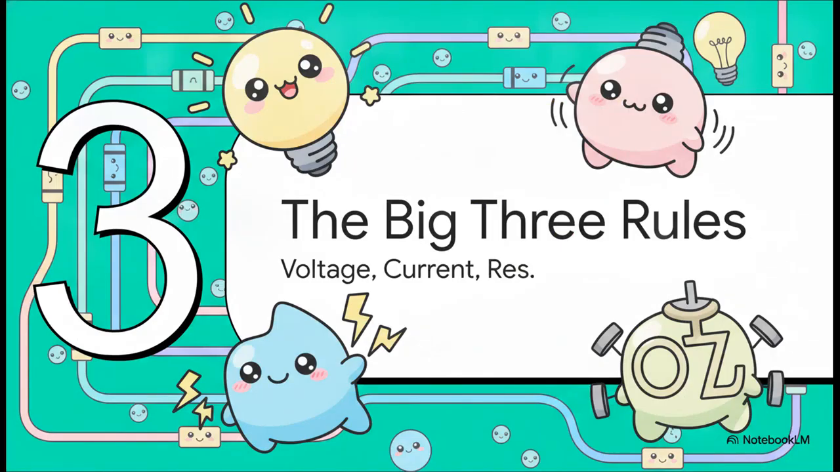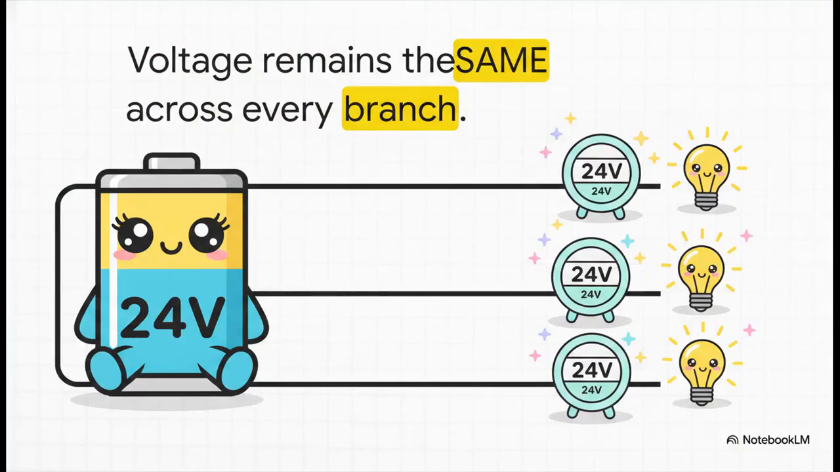All right, Section 3. This is absolutely crucial. The big three rules. Let's start with rule number 1, voltage remains the exact same across every branch. Because every single branch connects directly to the power source, well, if the battery supplies 24 volts, every branch gets the full 24 volts. In math terms, the total voltage equals the voltage of branch 1, which equals branch 2, and so on. They don't have to share a thing. Everybody gets the full electrical pressure.